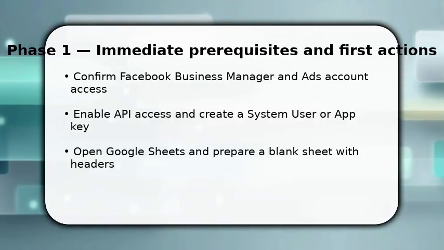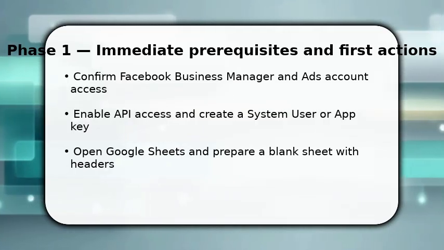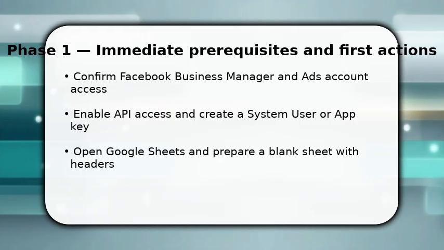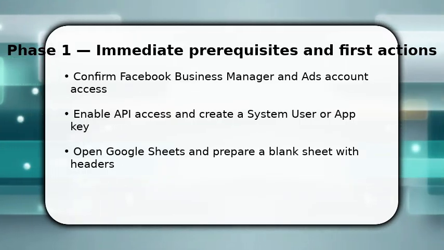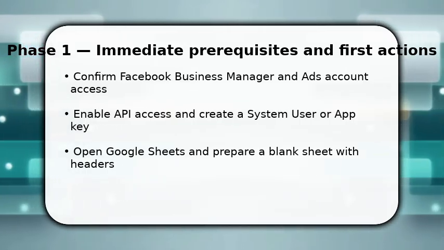Meanwhile, open Google Sheets and lay out column headers like campaign, ad set, spend, and date so incoming rows map correctly. Make sure billing and ad permissions match the token scope. Otherwise, the export will fail.